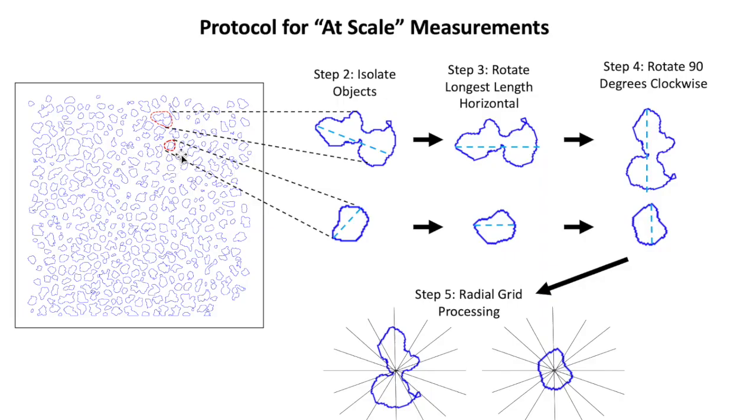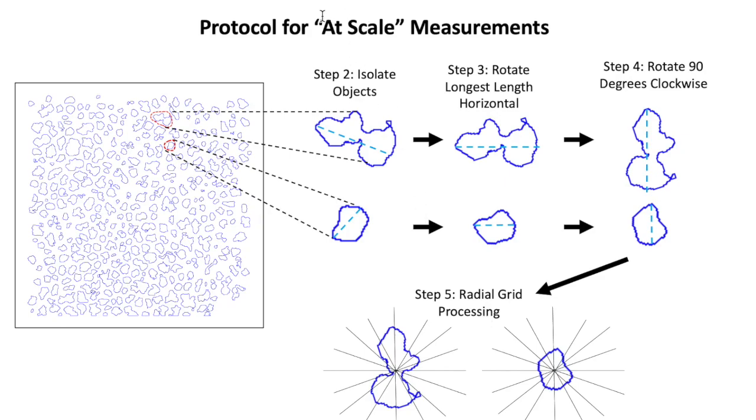After we manually segmented each alveoli, we then isolated each into its own canvas. And then to measure what we call at scale, that is, we measure each object at its original size relative to each other. We rotated every object such that the longest internal line is now horizontal. And then we rotated that line to be vertical. And then we applied what's called the radial grid processing system as described earlier.